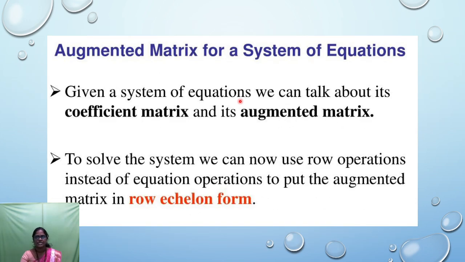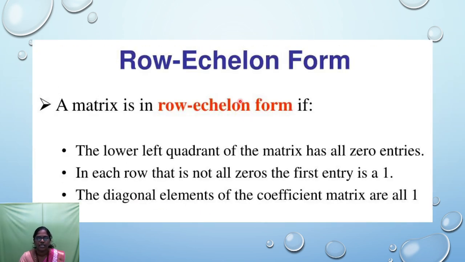Augmented matrix for a system of equations. Given a system of equations, we can talk about its coefficient matrix and its augmented matrix. To solve the system, we can now use row operations instead of equation operations to put the augmented matrix in row echelon form. A matrix is in row echelon form if the lower left quadrant of the matrix has all zero entries. In each row that is not all zeros, the first entry is a 1. The diagonal elements of the coefficient matrix are all 1.